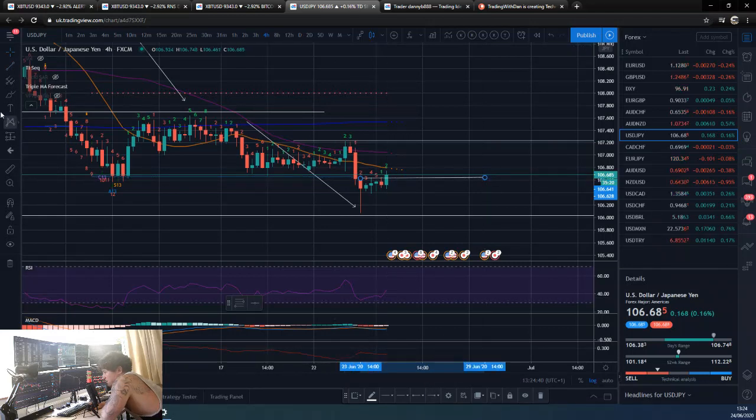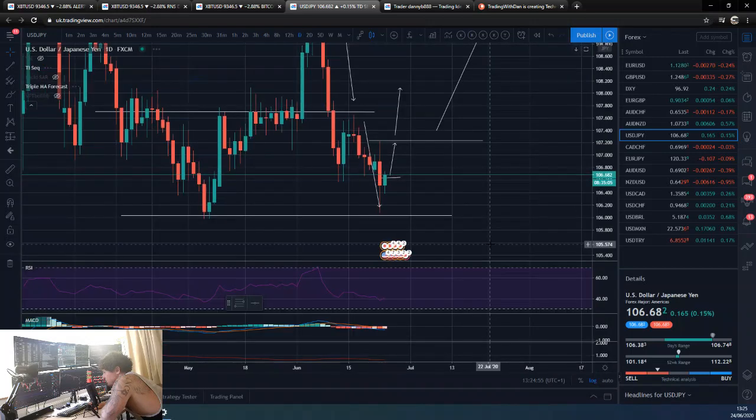We'll get rid of that. And I mean, target really is there. And then if we break that, then we can look at higher potential targets. Just onwards and upwards. So I'm going to see how that lines up on the daily.